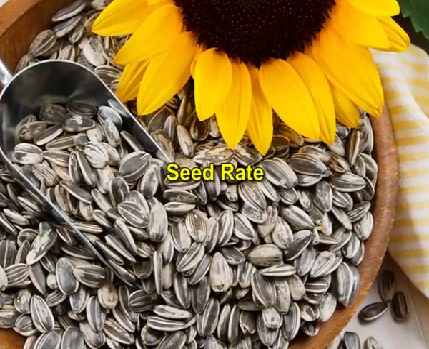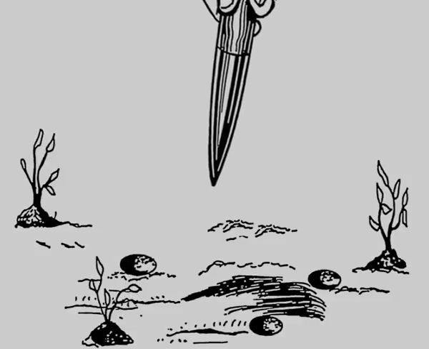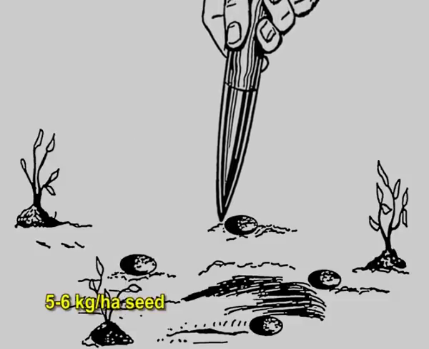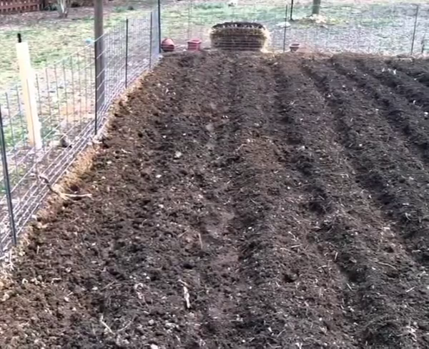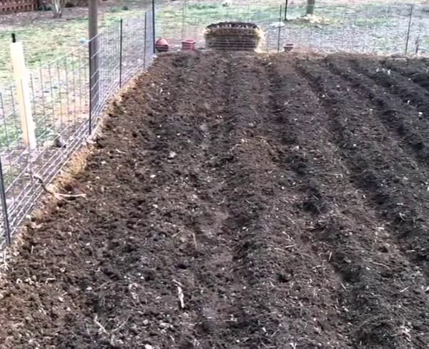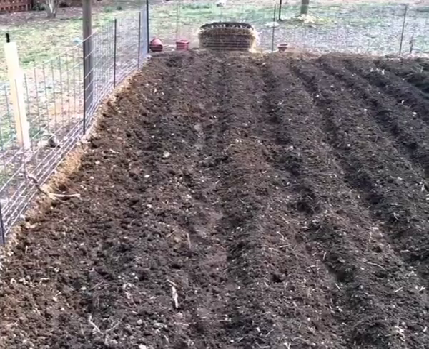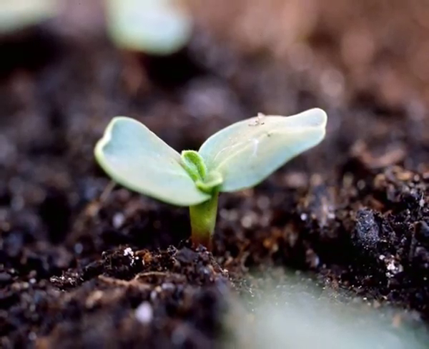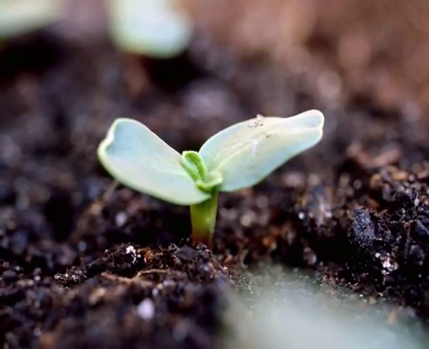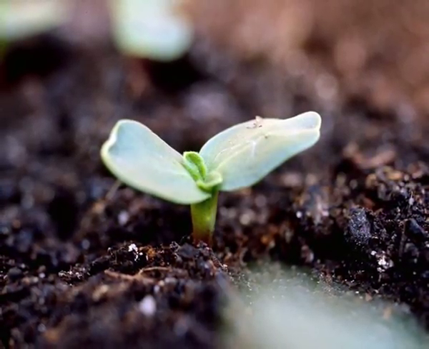Seed rate. Dibbling method of sowing requires 5 to 6 kg per hectare of seed. A crop sown by placing seed in furrows opened by plow needs 8 to 10 kg per hectare seeds. The excess seedlings are thinned 10 to 15 days after seedling emergence.